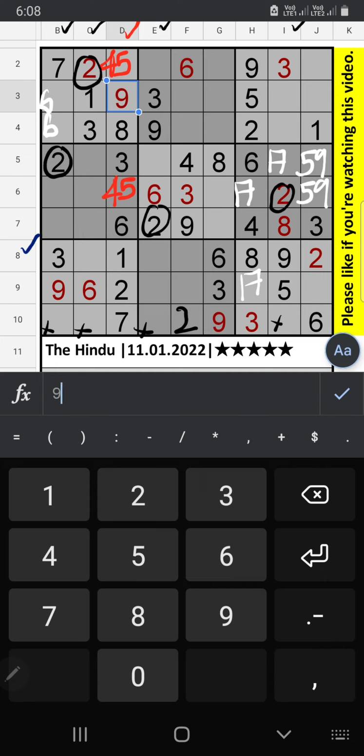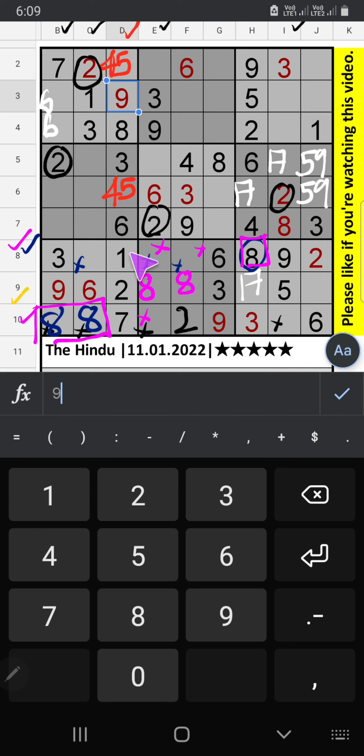8th row we have 8, so 8 can't come in these cells. 8 will come in any one of the cells, we confirm later. 8th row and 10th row we have 8. 8 can't come in these cells. 8 will come in any one of the cells, we will confirm later.